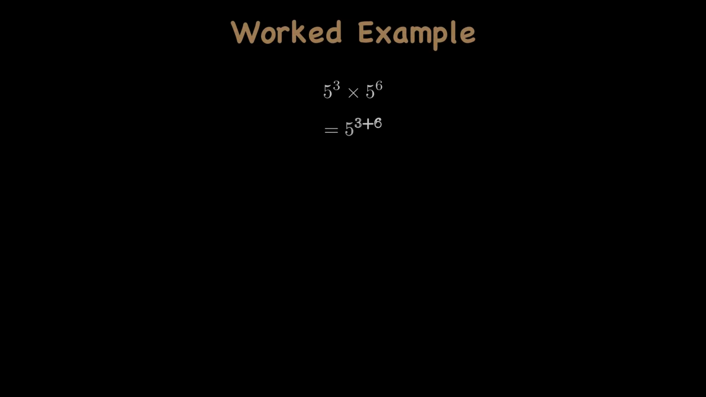Worked example. Simplify 5 to the power of 3 times 5 to the power of 6. Same base, so we add the indices. 3 plus 6 equals 9. The answer is 5 to the power of 9.